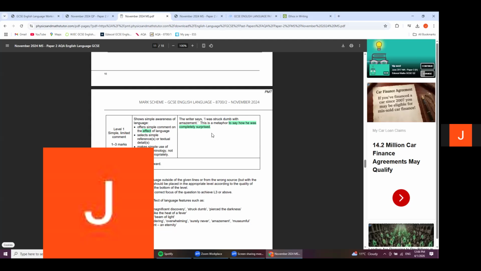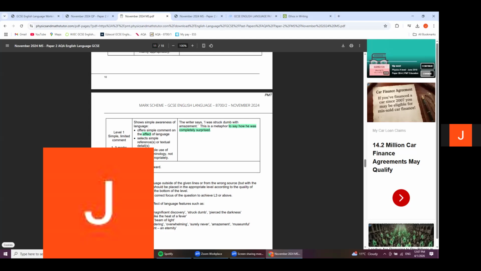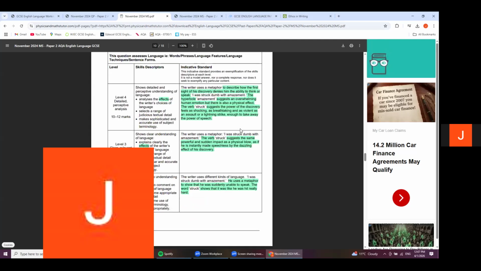But just for reference, I'll show you what an example of level one would look like. So it says, the writer says, "I was struck dumb with amazement." This is a metaphor to say how he was completely surprised. So in a way, this response is showing some awareness that the students thought about it. There's a quotation, there's a mention of language technique, and there's some simple comment on the effect of the language, which is fairly straightforward. It's fairly explicit, but realistically, it doesn't really provide us with any great detail or expand on anything that can push us up to level 2, level 3, and level 4.